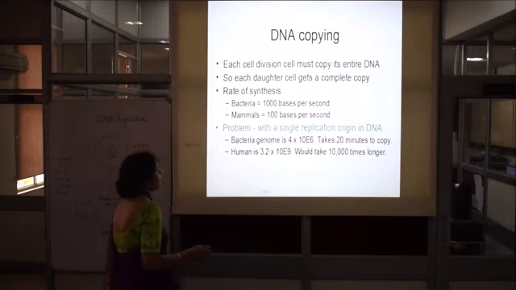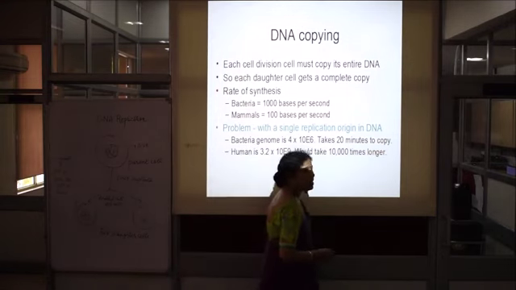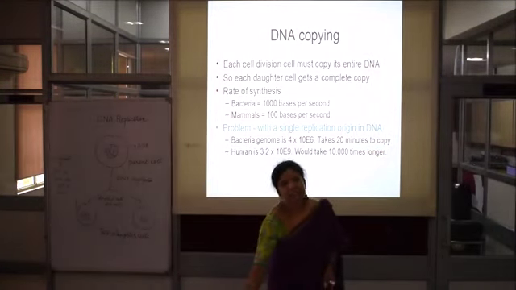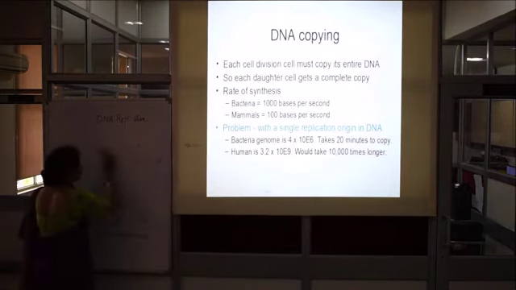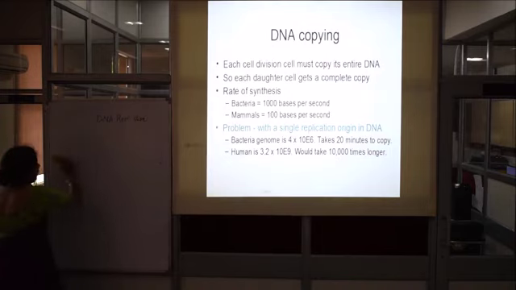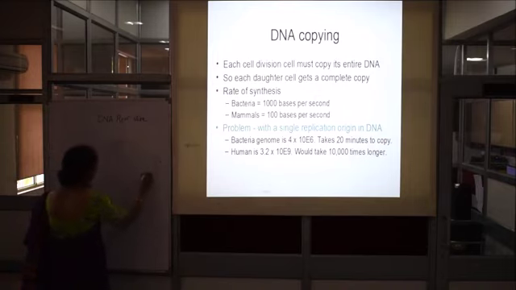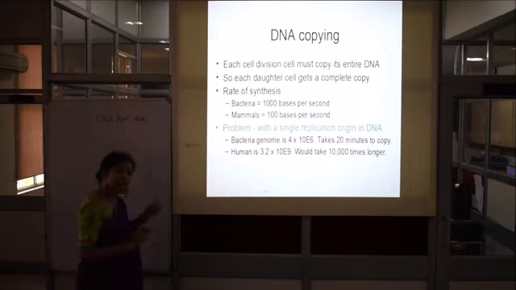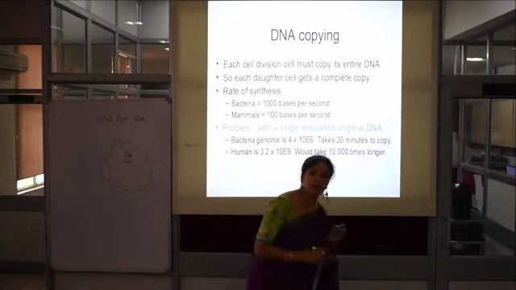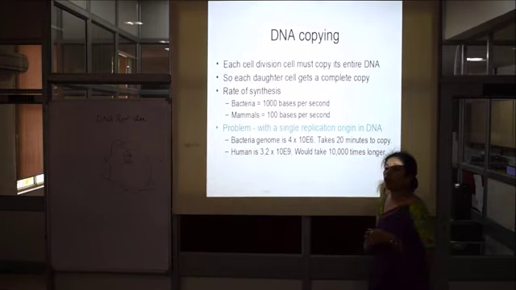Now, the problem with a single replication origin in DNA. The DNA replication starts at one point in DNA, which is called the origin of replication. For example, this is a bacterial DNA which is circular. There is going to be a region of this DNA which is called the ori site, the site where the DNA replication is going to initiate. So, there can be a single replication origin or there could be multiple.